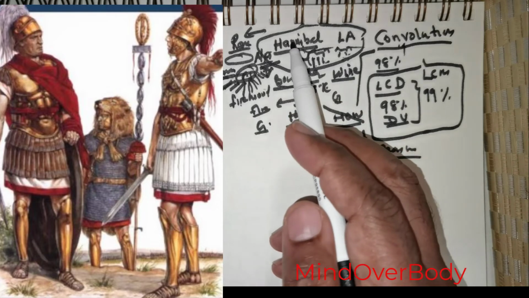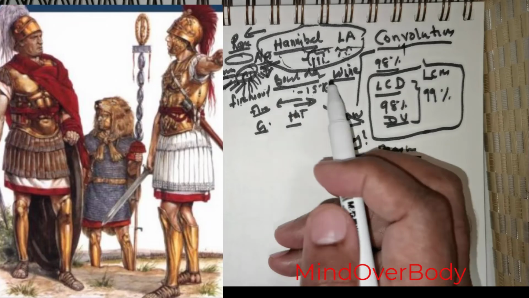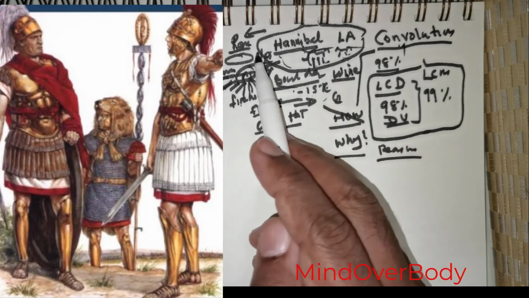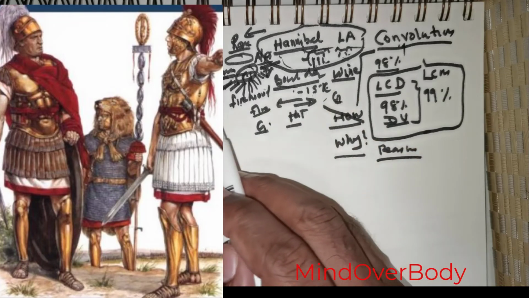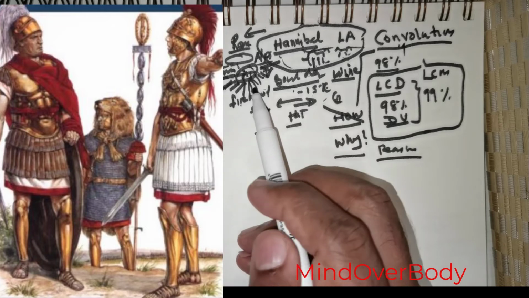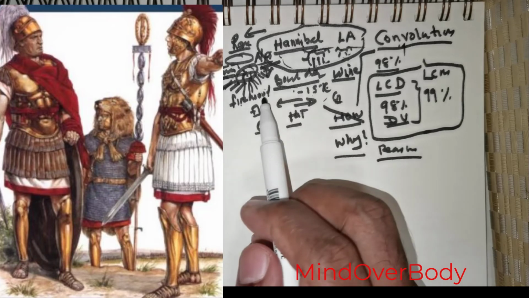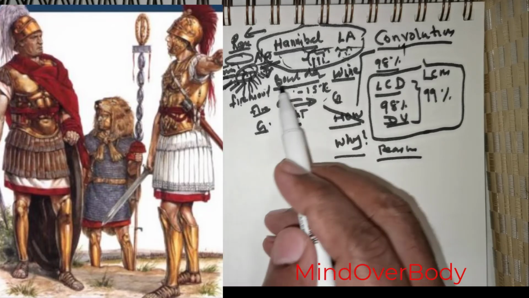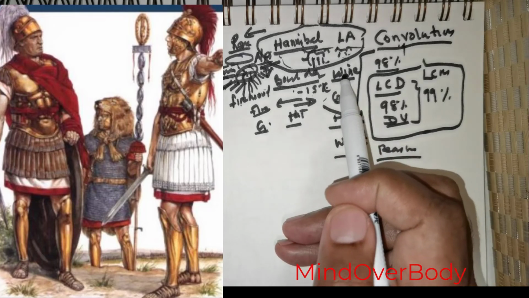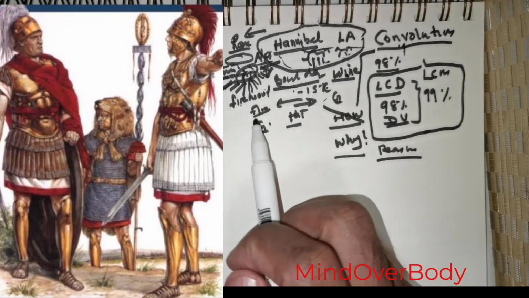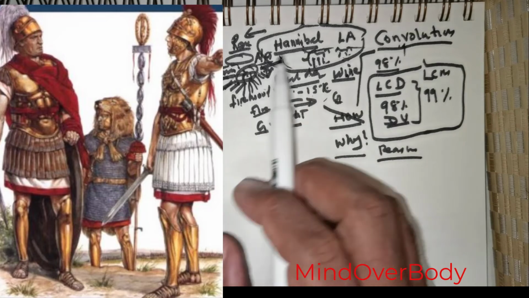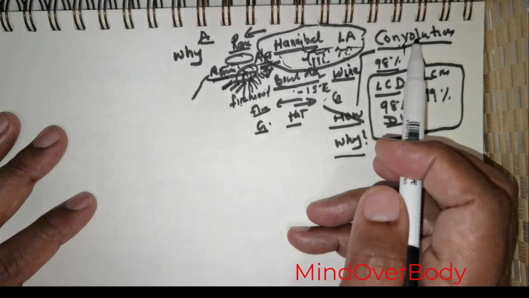Immediately the king, Hannibal, said, do what I say. So they pour the wine onto the rock. The rock split because of the reaction of the wine with the temperature and with the rock. The rock split. So the point I'm trying to say is Hannibal used convolution.